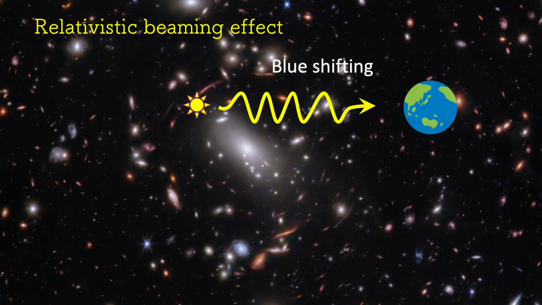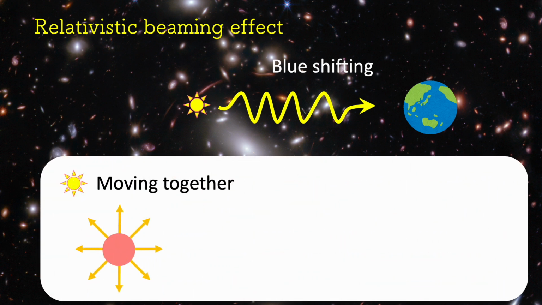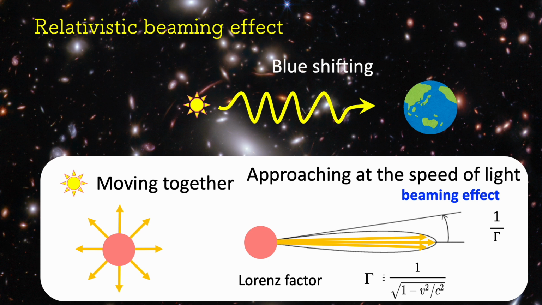According to Einstein's theory of relativity, when an object moving at the speed of light emits light, a beaming effect occurs. For instance, if an observer moves alongside the celestial object, the light appears isotropic. However, if the object approaches the observer at the speed of light, all the emitted light converges into a narrow angle, as shown in this diagram. This means that light emitted in the opposite direction, normally invisible, becomes observable. As a result, light originally radiated in all directions appears focused and brighter to the observer.